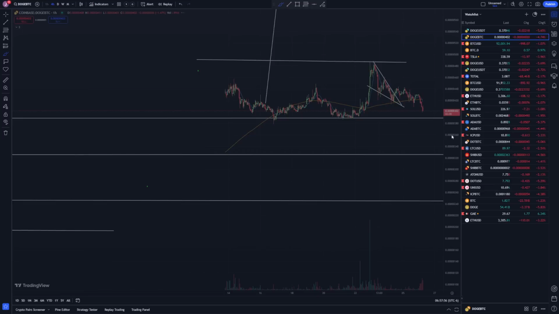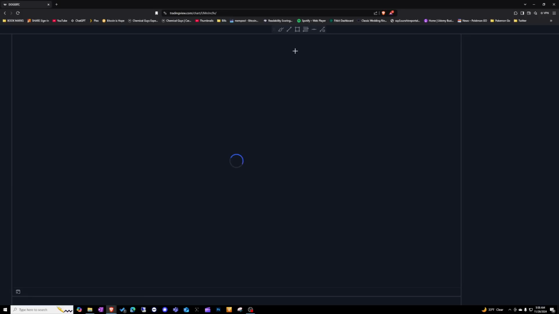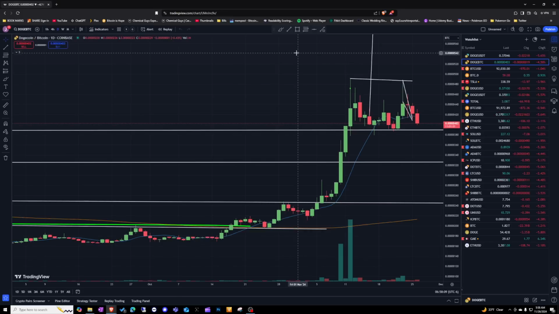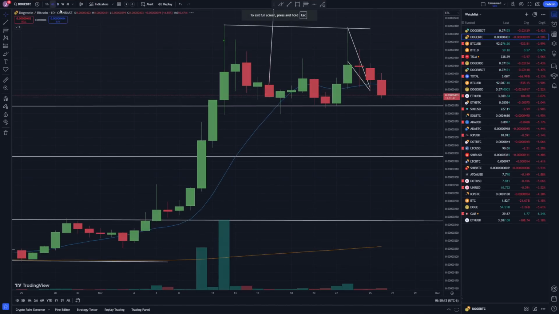Okay, my thing froze. But okay, so like I was saying, what is going on here? Let me refresh this. We have these lines right here that were previous resistance. Now they're acting as support. Let's go back to the 4-hour time frame.